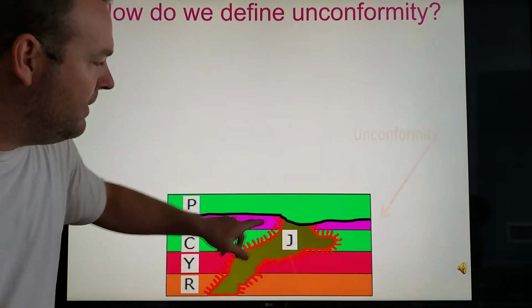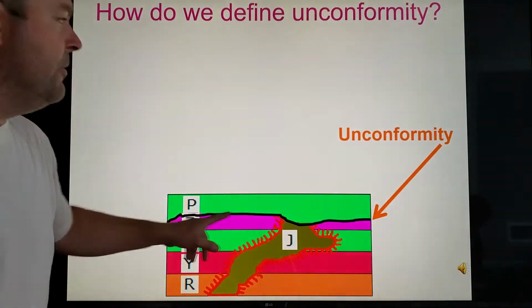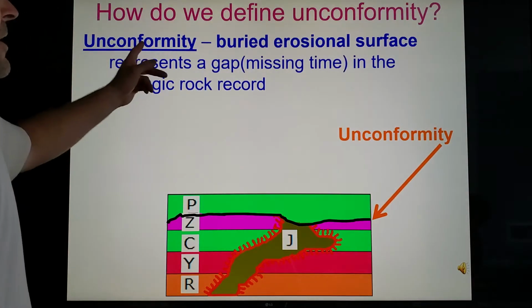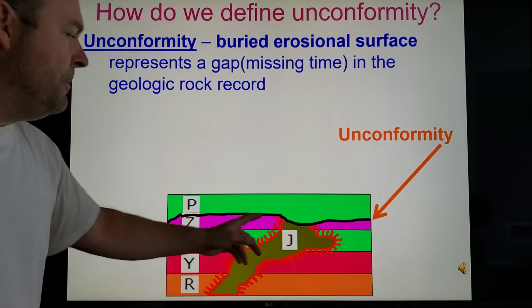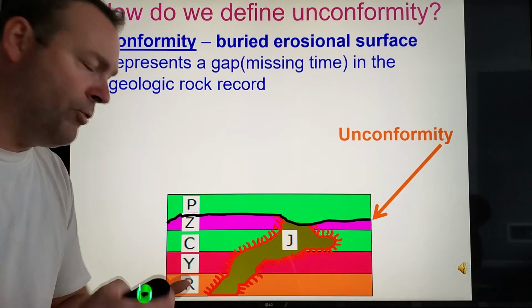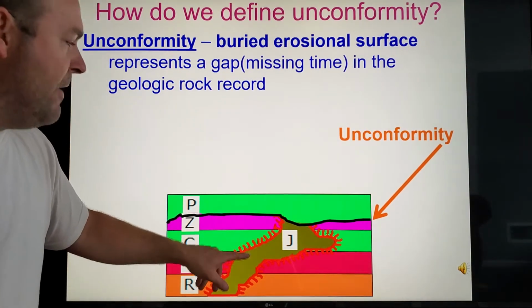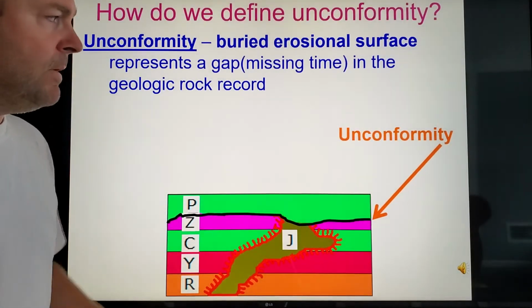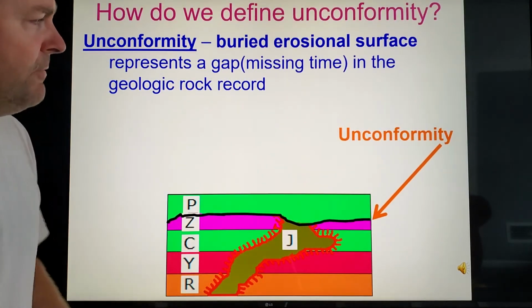And when you bury it, now you have a buried, eroded surface. And they call those unconformities. So make sure you get that into your notes. It represents a missing part of history. It's a break in the time sequence. And you have to realize that something happened between P and Z. All right? And then you try to figure out how many years that represents.